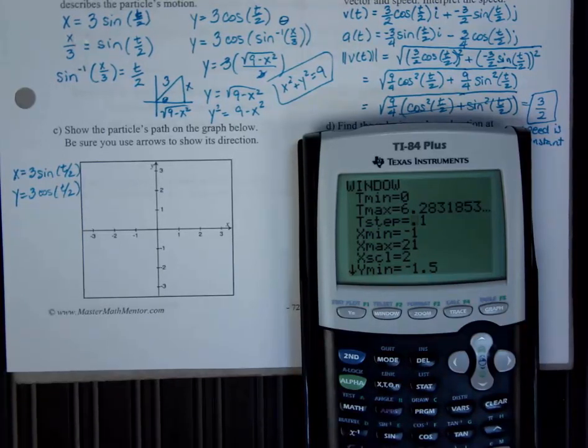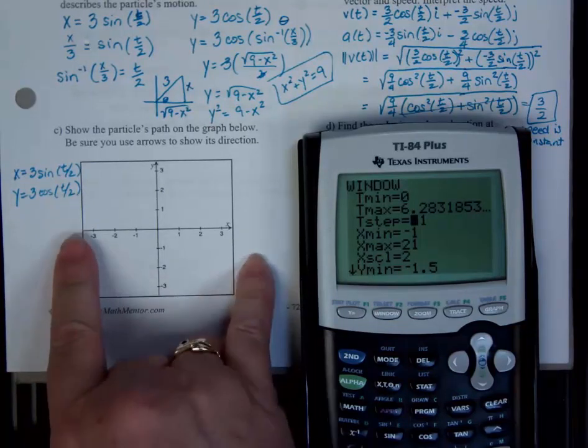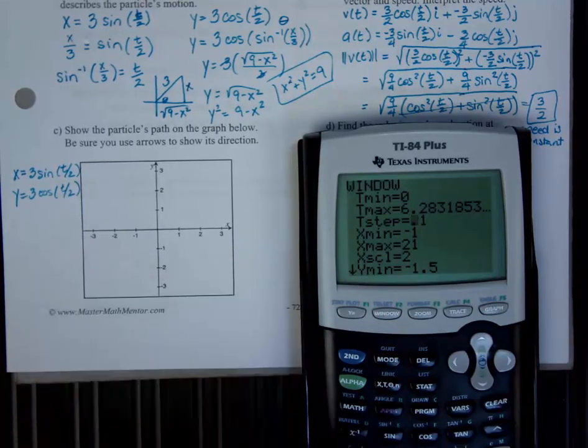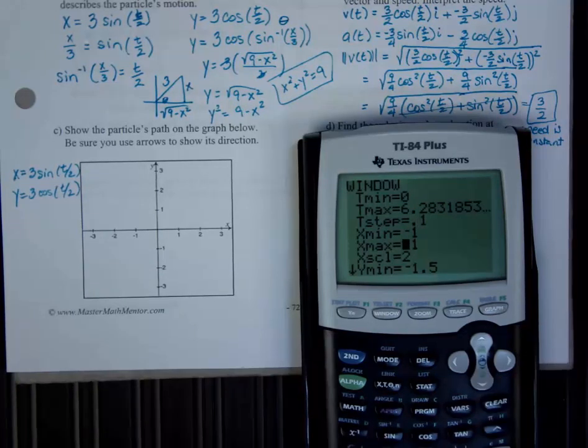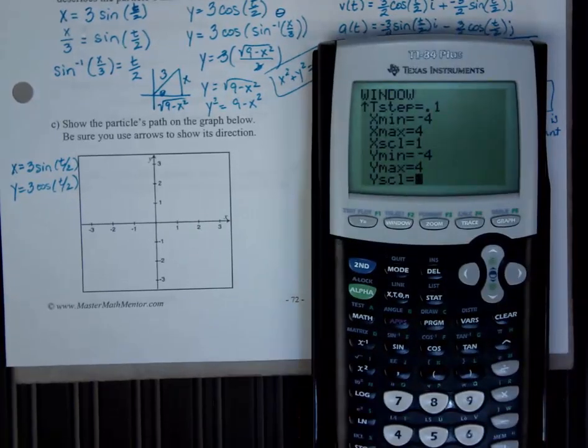All right, we need to set our window based on this. So go 1 out each direction from here. So I'm going to do -4 to 4 with a scale of 1, and then -4 to 4 with a scale of 1. If yours doesn't say that, please change it. Okay, push graph please as soon as you're done.